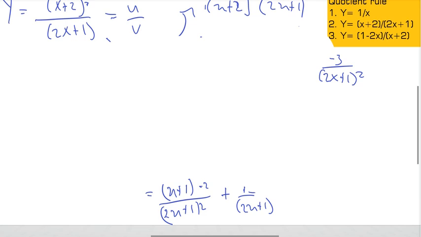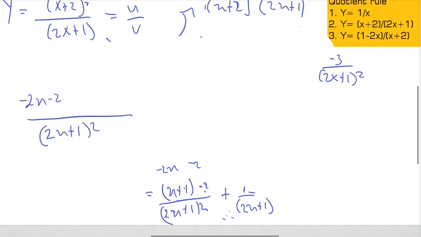So here now we're going to change this to just one fraction. Our denominator is going to be (2x plus 1) squared. So (2x plus 1) squared divided by (2x plus 1) squared gets 1, then multiplied by this. This one is going to give us minus 2x minus 2, right? So we're having 2x minus 2. Then we have plus, then (2x plus 1) squared divided by (2x plus 1) is going to give us 2x plus 1. Then we'll multiply it by 1, so we have 2x plus 1, right?